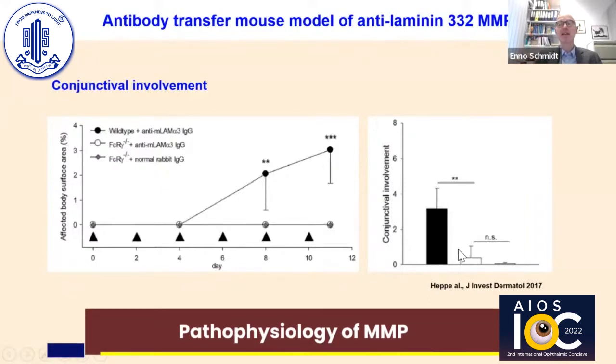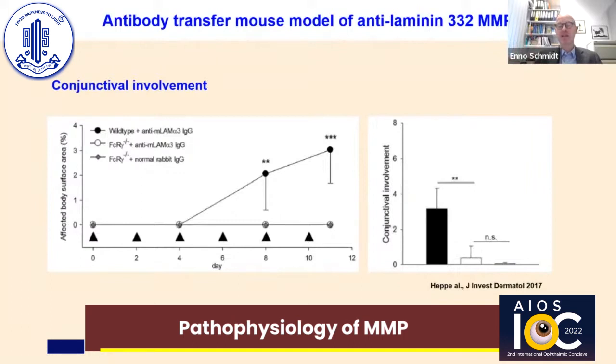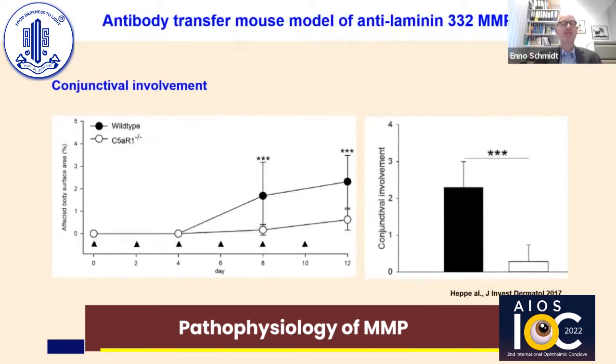So Fc receptor-mediated events are required for conjunctival lesions. Also pivotal for conjunctival lesions was the involvement of the C5a receptor 1. Mice deficient of this receptor not only developed very little skin lesions, but also had very limited conjunctival lesions.